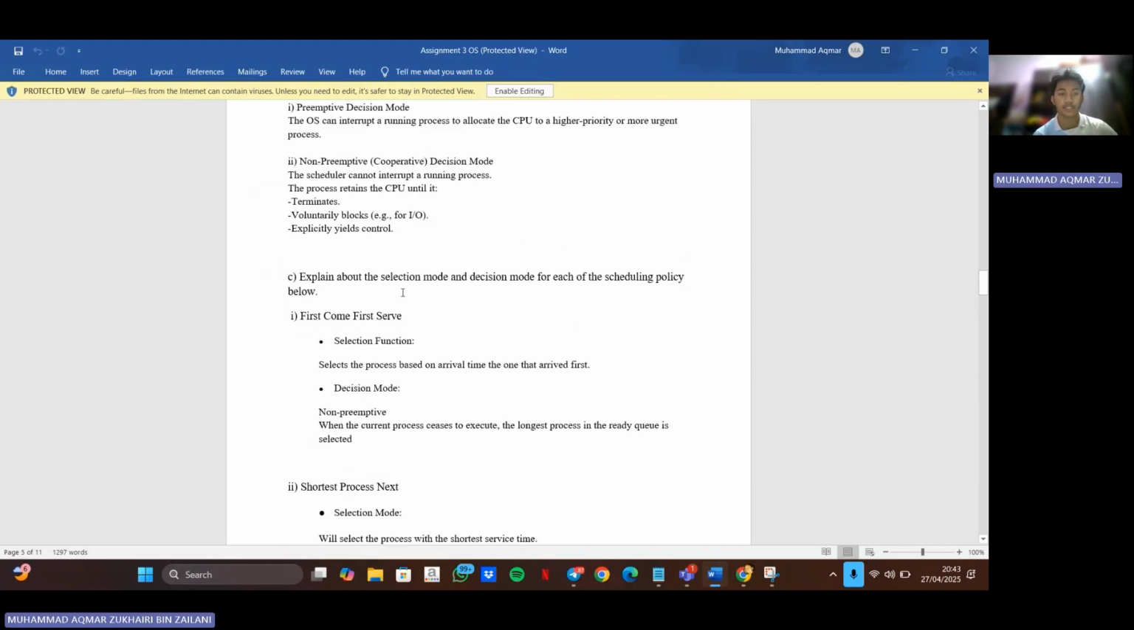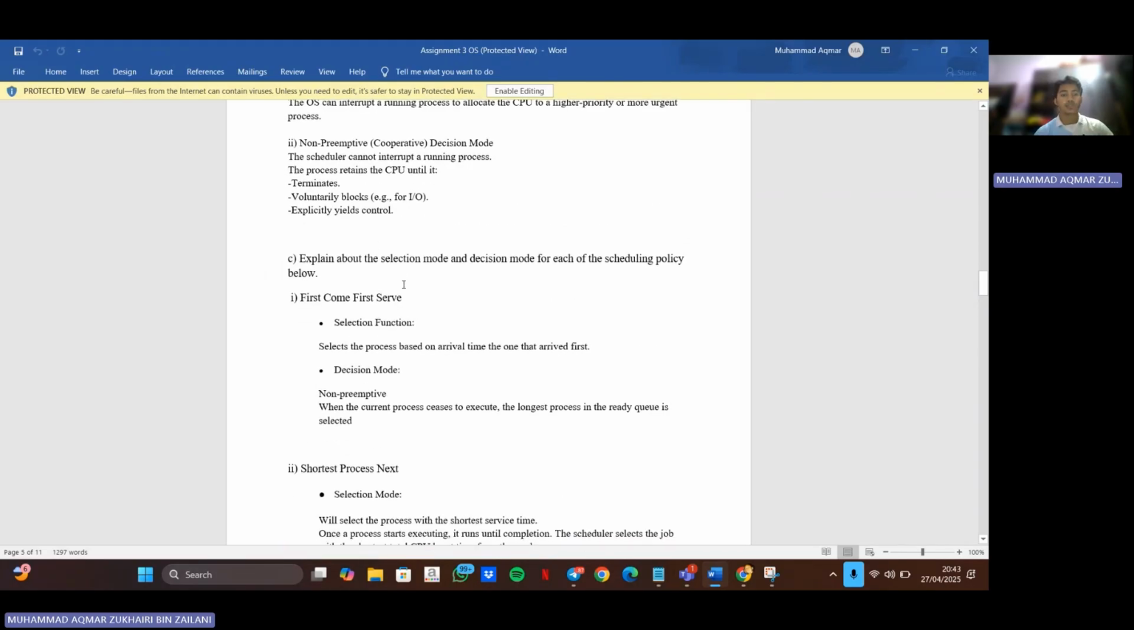For question C, the first one is first come, first serve. So we go to the selection function and decision mode. For the selection function, it selects the process based on arrival time, the one that arrived first. And the decision mode is non-preemptive. When the current process ceases to execute, the longest process in the ready queue is selected. For the selection function, we will select the one who comes first.